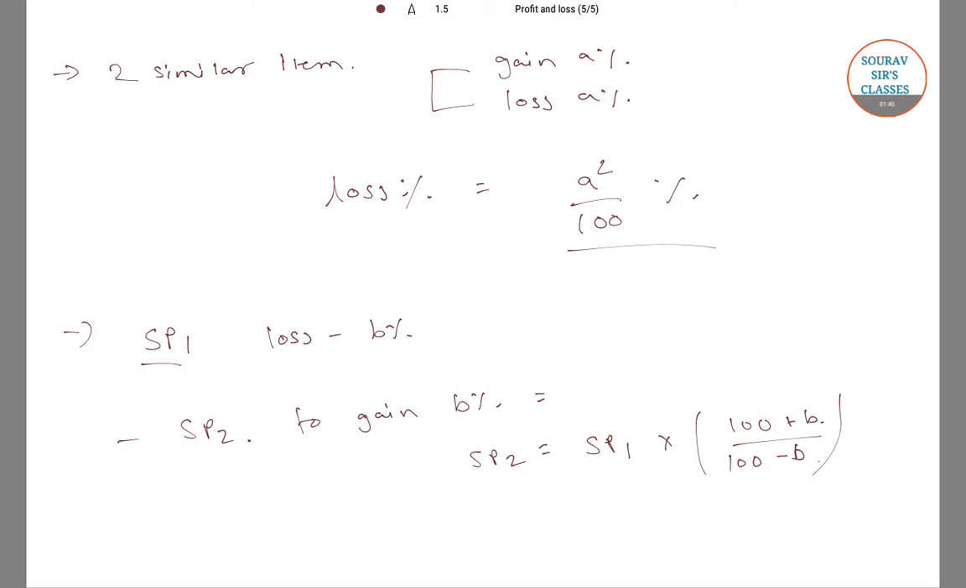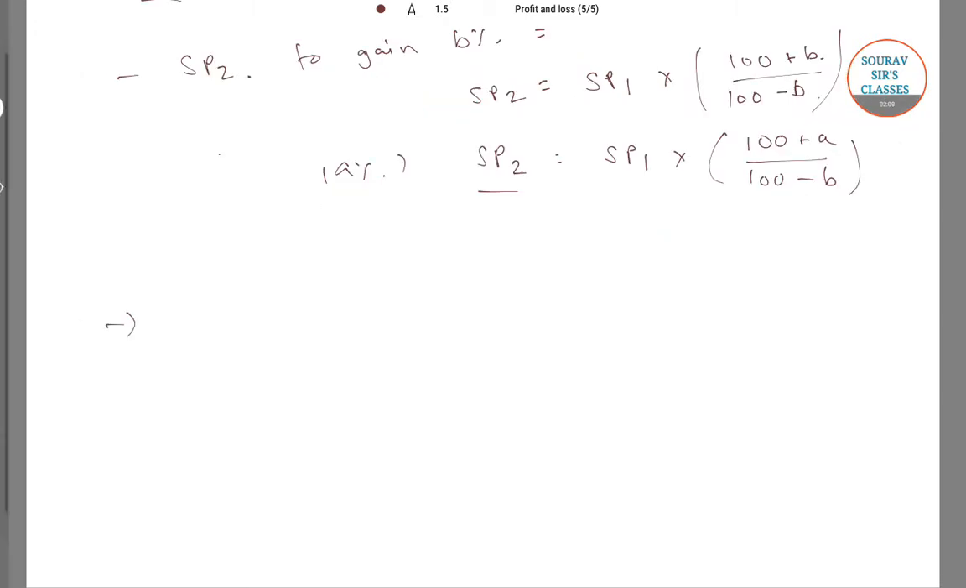And if the selling price needs to make a gain of A%, then SP2 to make a gain of A% is equal to SP1 into (100 plus A) divided by (100 minus B). So this would be the selling price to make a profit of A%.